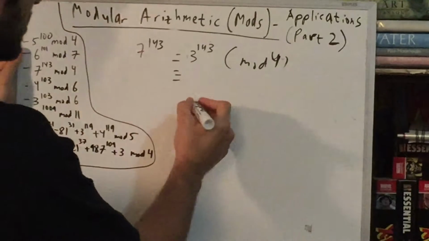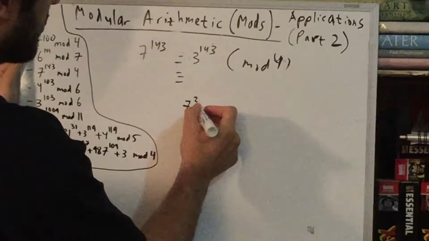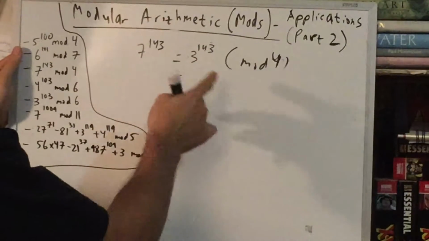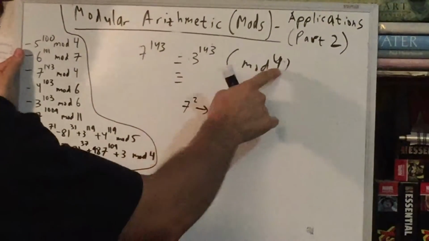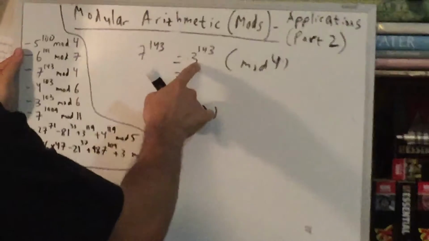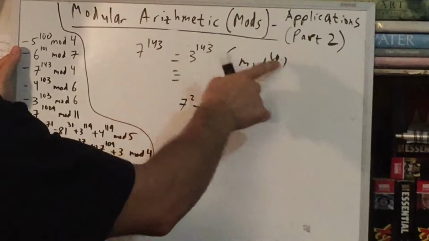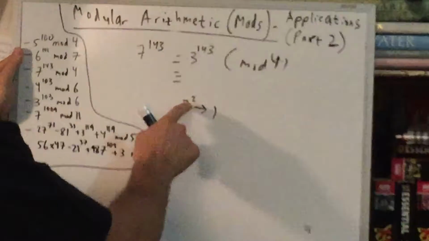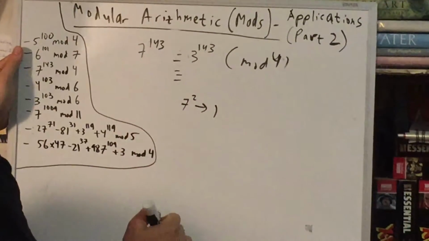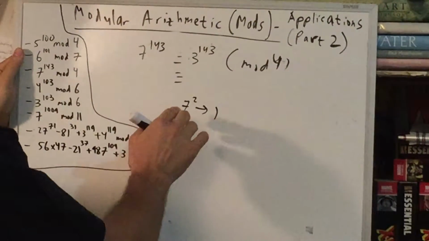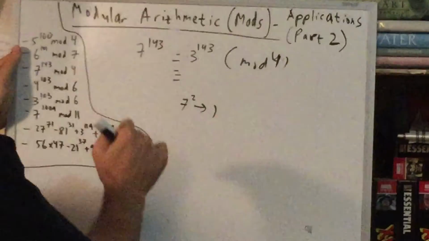So let's try 7 squared. 7 squared would be 49, or you could do 3 times 7, doesn't matter. So 49 mod 4 happens to be 1. Or you could have done 3 times 7, which is 21. 21 mod 4 is 1. So this is good. That means every 2 7s get us a 1. So now the question becomes, how many 2s can we fit into 143?